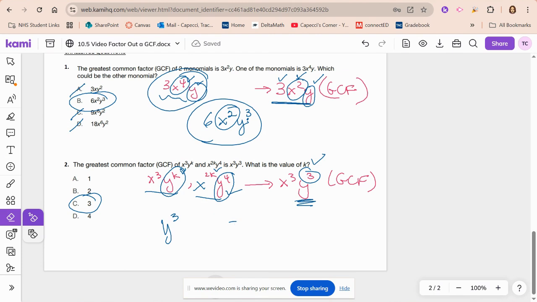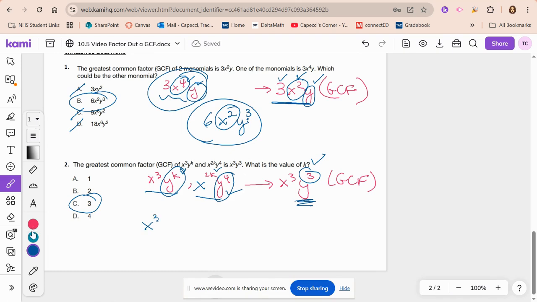Let's just kind of go back. I'm going to erase some of this and start this again. And I'm going to check it. So if k were 3, that would be my first term. In my second term, this 2k, 2 times 3 would give me 6, y to the 4th. Does that lead me to my greatest common factor? Well, between these two, my lowest power is x to the 3rd. And between my y's, my lowest power is also to the 3rd. So x to the 3rd, y to the 3rd, which is my answer that I was given. So I know I'm all set.